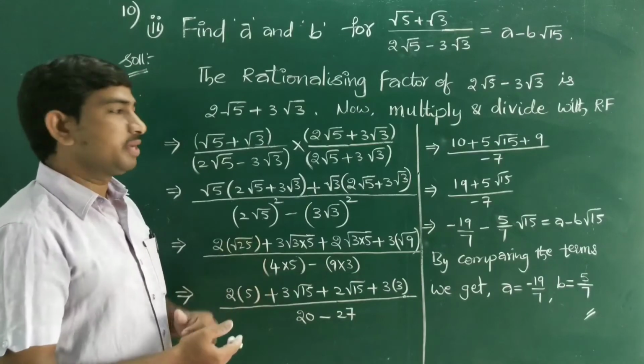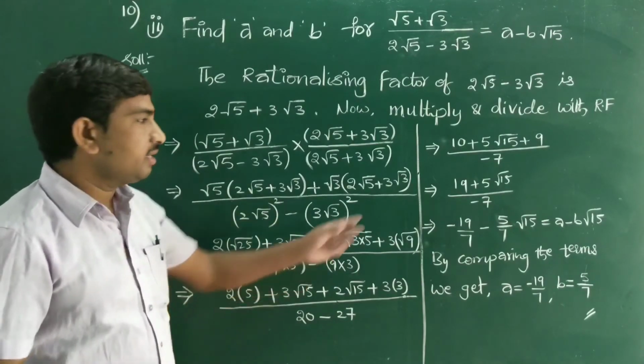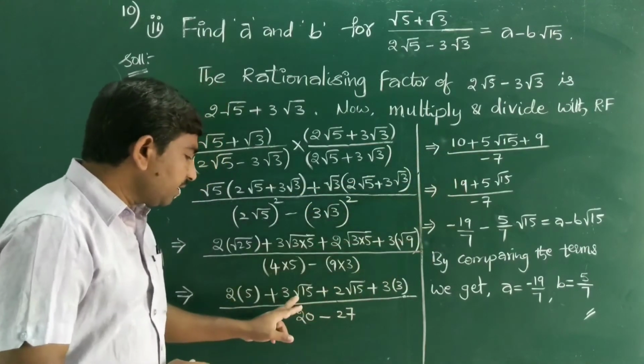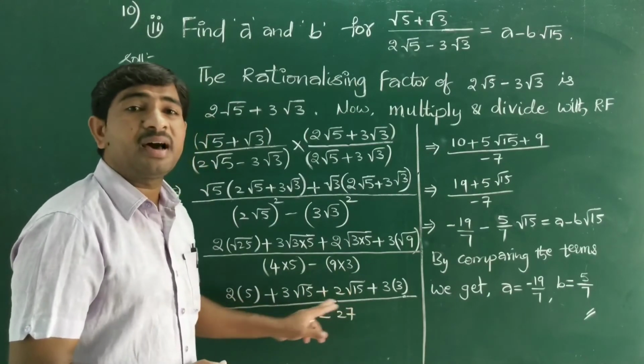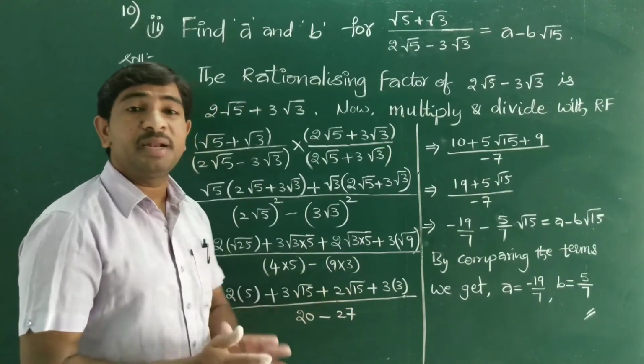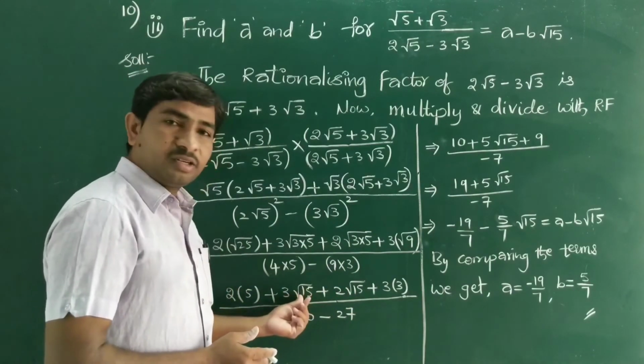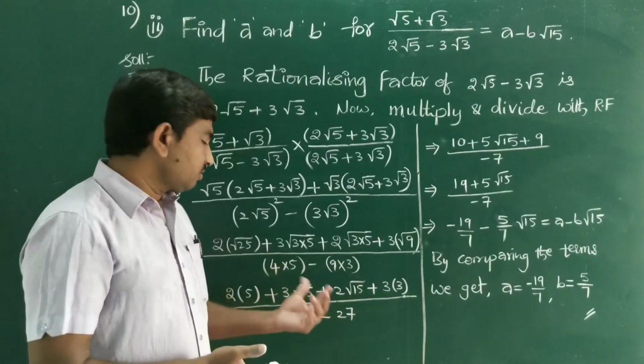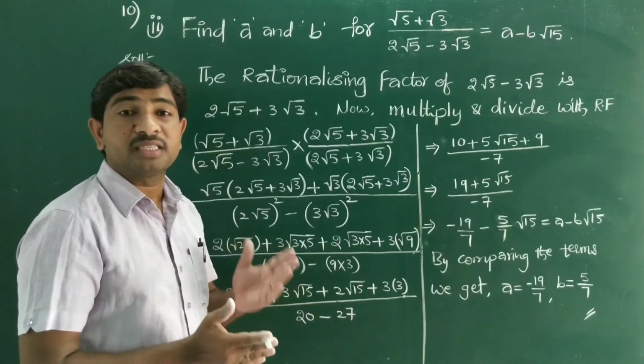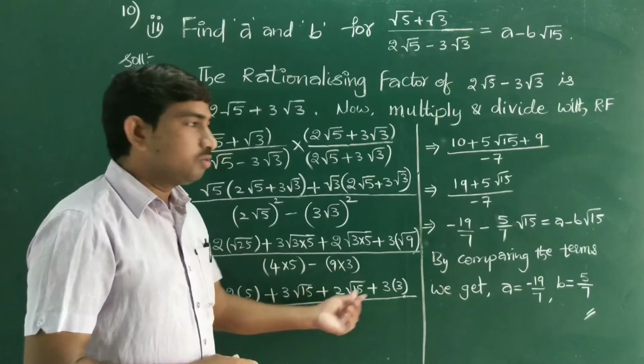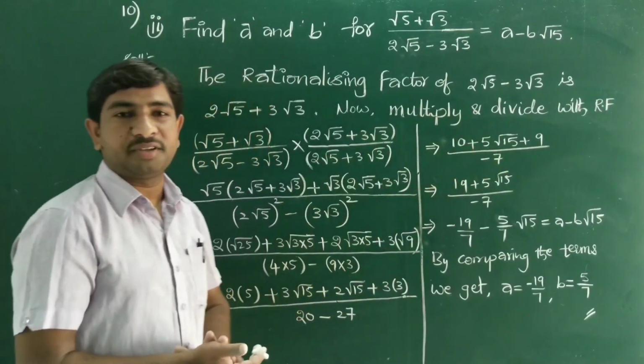So after the simplification, what will we get here? 2 5s are 10 plus, see here, these two are similar sets. These two are called similar sets, means here the two irrational numbers are the same. So that's why we can add. Addition is possible for the sets here. 3 plus 2 is 5 root 15, directly you can write.